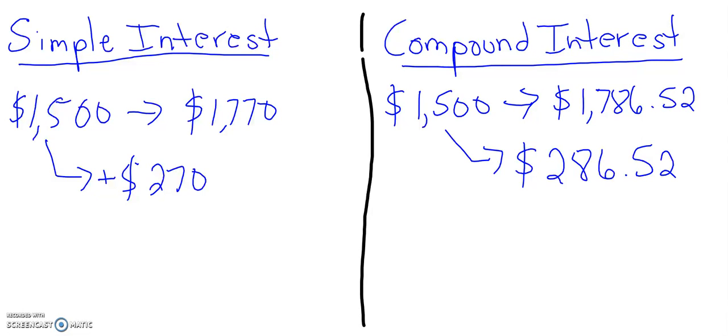But under an investment earning compound interest, our $1,500 turns into $1,786.52, and we end up with a total of $286.52 in interest. So we get an additional $16.52 from that compound interest investment. That may not seem like a huge difference, but remember, you didn't have to do anything other than be without your money for either investment, and that was just over 3 years. The power of compound interest truly comes over longer periods of time.